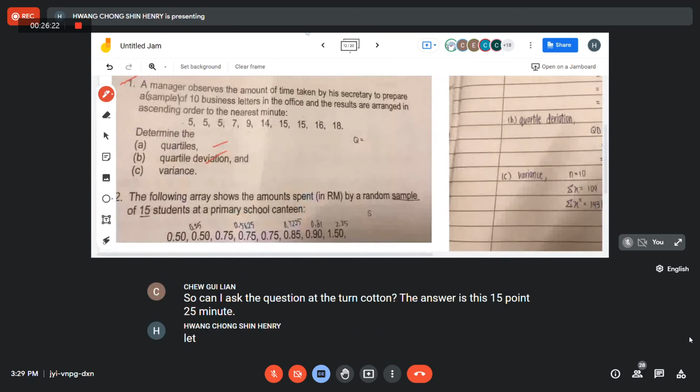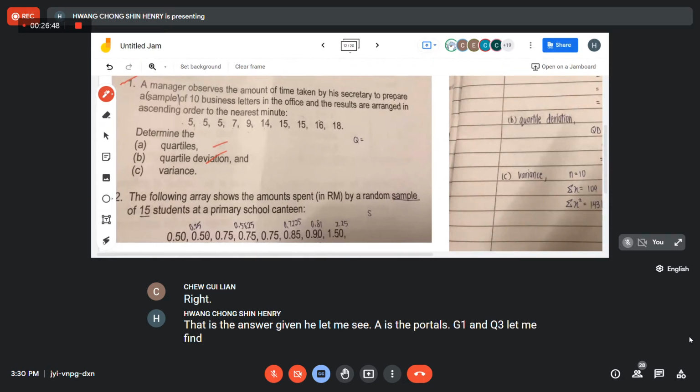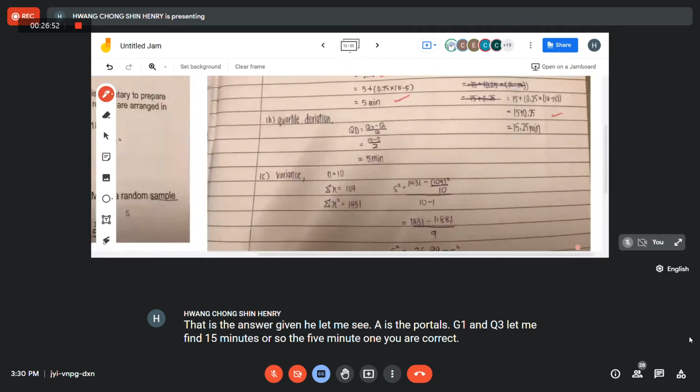Let me see what the answer is again. Let me check the final answer. Is it correct? Because I just got the answer from the course calculator. The answer behind is 5 minutes and 15 minutes, right? That is the answer given. Let me see. A is quartiles, Q1 and Q3. That means 5 and 15 minutes. So the 5-minute one, you are correct.